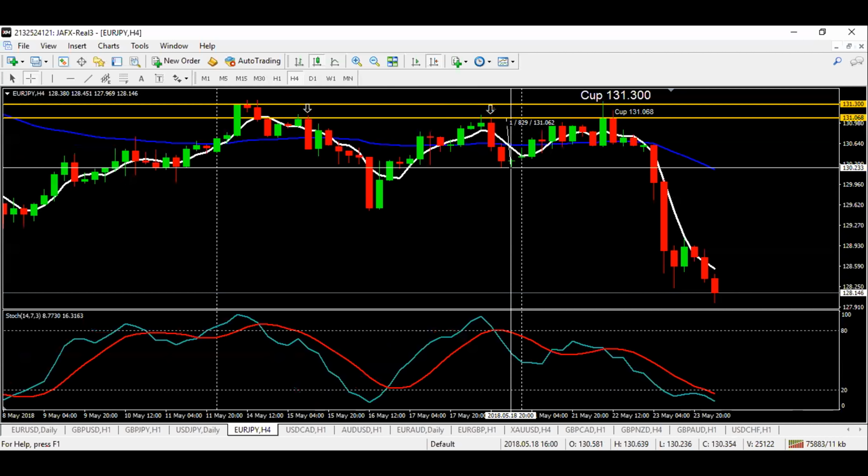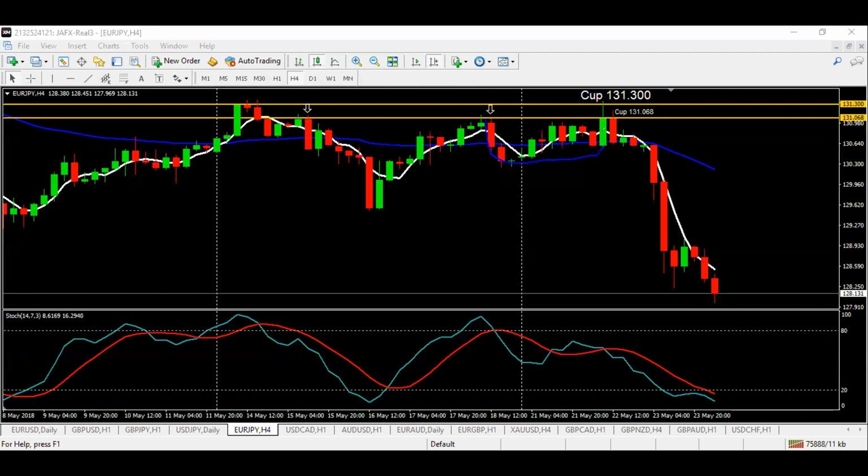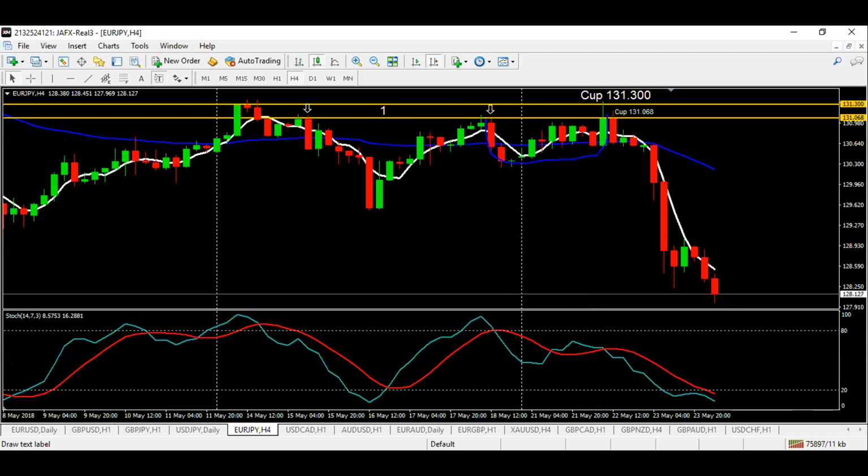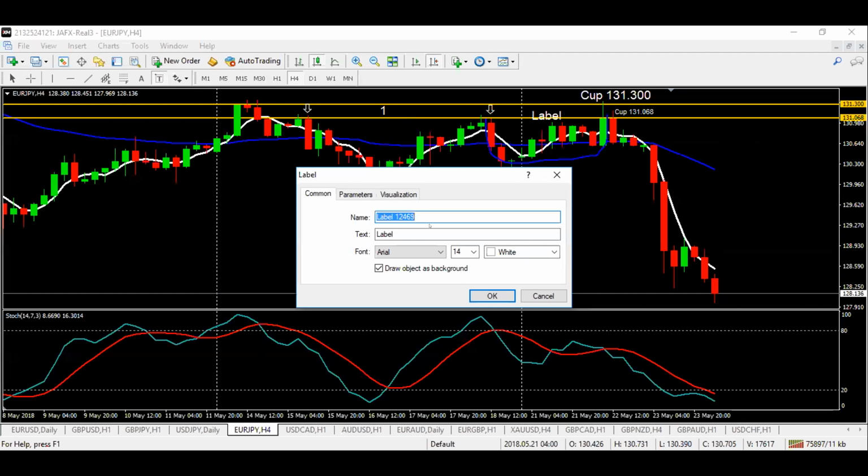So now what happened? EJ did another Teacup today. There goes your Teacup right here again. Back to 131.068. First Teacup. This was the first Teacup. First one right here. That happened on Friday, and the second one happened today. The second one happened today.